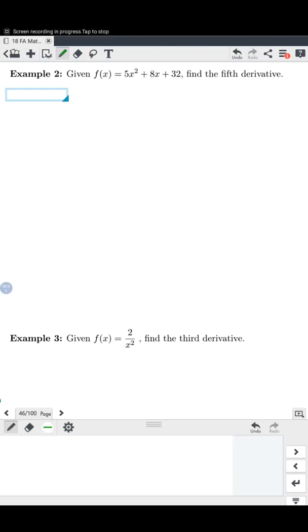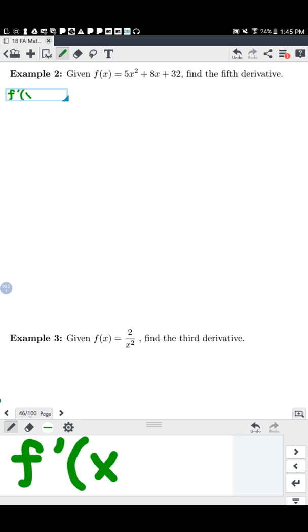Let's find another higher order derivative. Here we're asked for the fifth derivative of the function 5x squared plus 8x plus 32. So my first derivative, f prime of x, I want to make sure I label it for full credit.